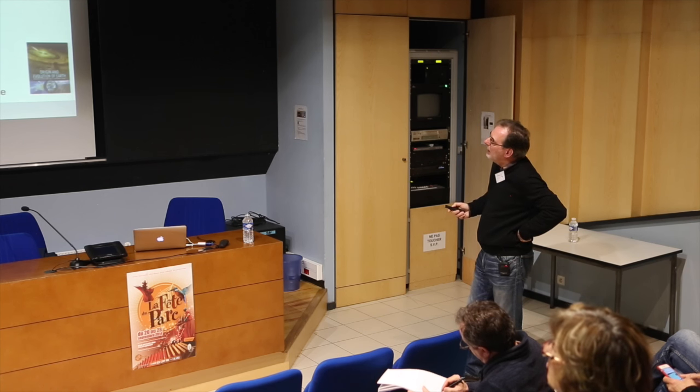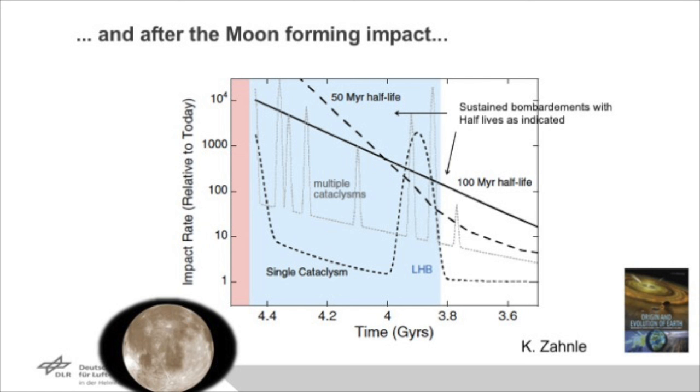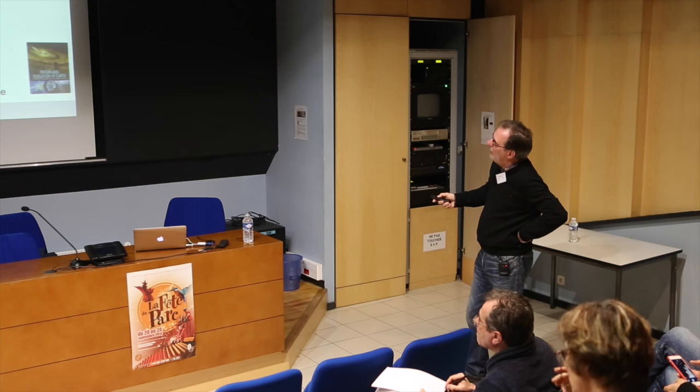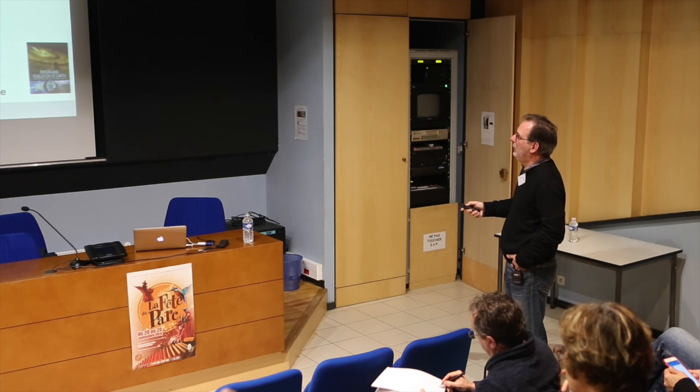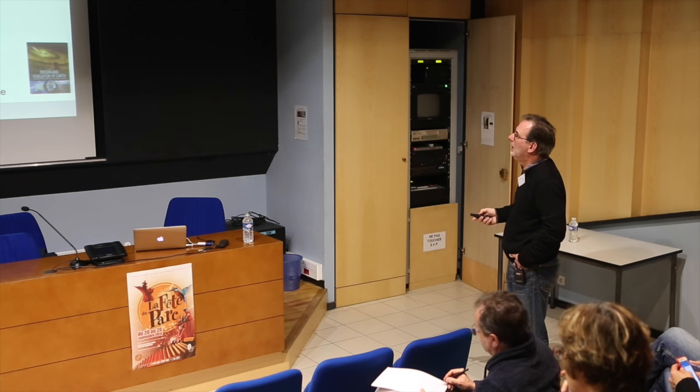And after the moon-forming impact, 500 million years later or a little more than that, we get a late cataclysm. This is the late heavy bombardment that may have been caused by Jupiter and Saturn moving outward. But there are also competing models that have many cataclysms or a longer time scale for the decrease, although this is a little bit at variance with this idea that most of the planets formed pretty early on, and they wouldn't do that over this extended period of time.